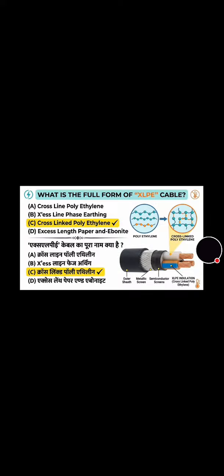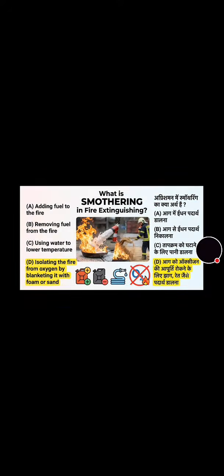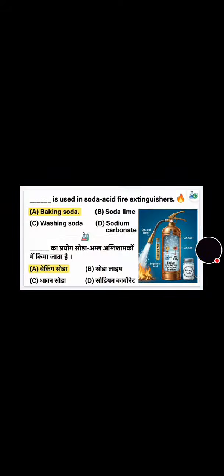Now move towards the next question that's on the screen. What is smothering in fire extinguishing? And its correct answer is option D, that is isolating the fire from oxygen by blanketing it with foam or sand.